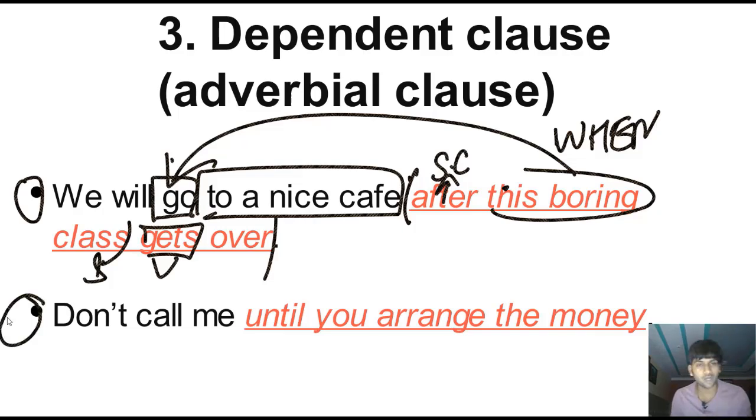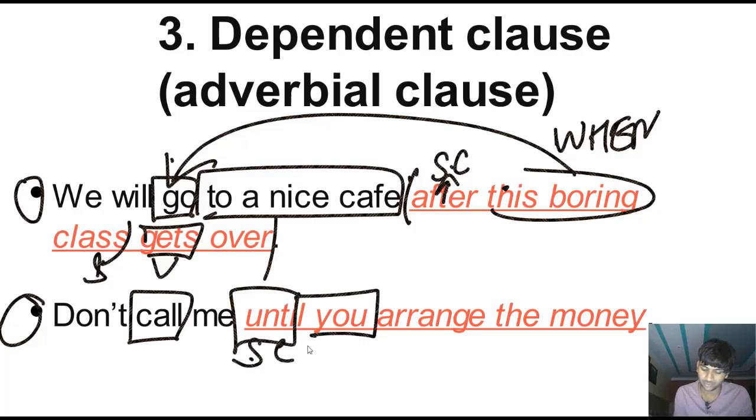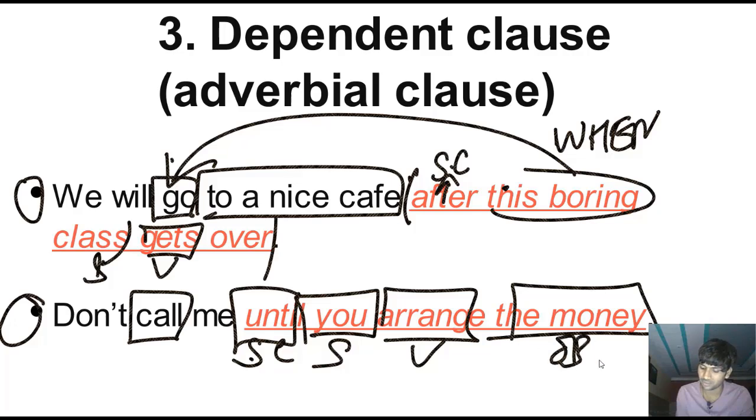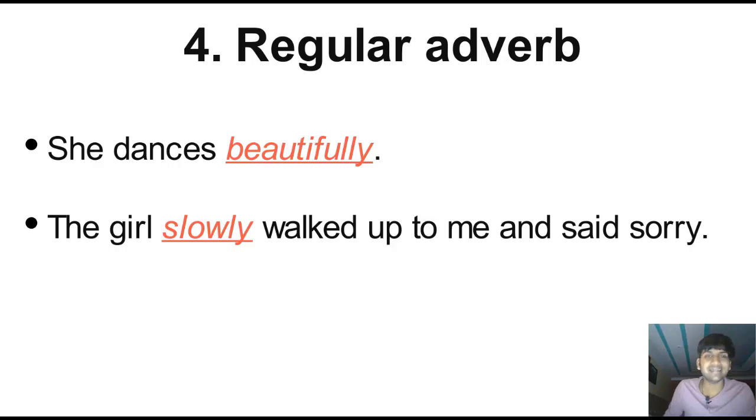Second, do not call me. Call me when? Until you arrange the money. Until, subordinating conjunction, you, subject, arrange, verb, the money, object, right? So we have a dependent clause working as an adverb. Since it's working as an adverb, we call it an adverbial. Since it's a clause, we'll call it an adverbial clause. Got it? Beautiful.